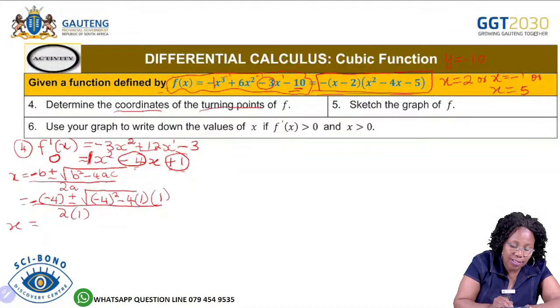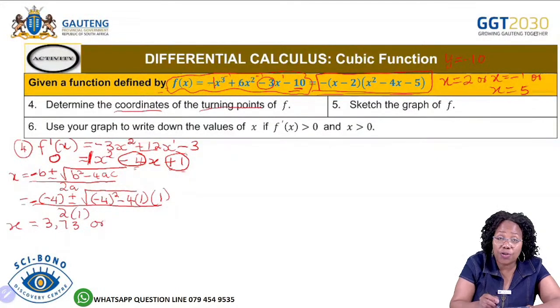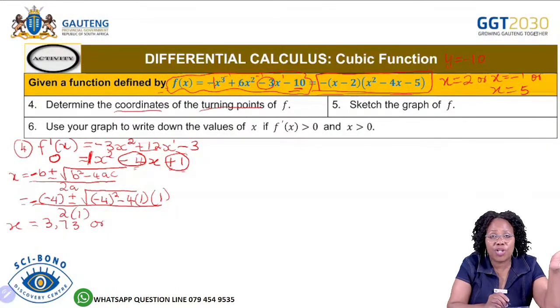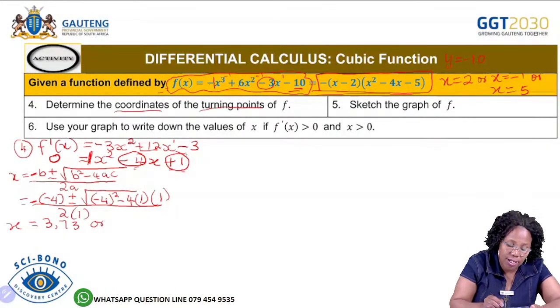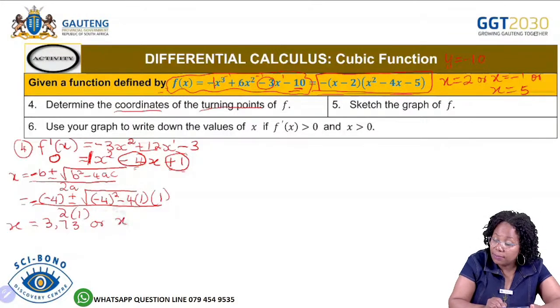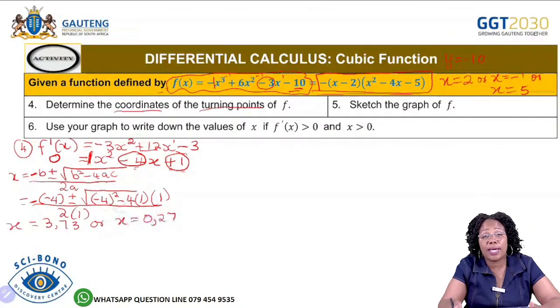So this will give us an x value. The first one will be 3,73, rounded off to 2 decimal places. It will be stated on your question paper on the instruction sheet. And then this will be x equal to 0,27. That is your second x value.